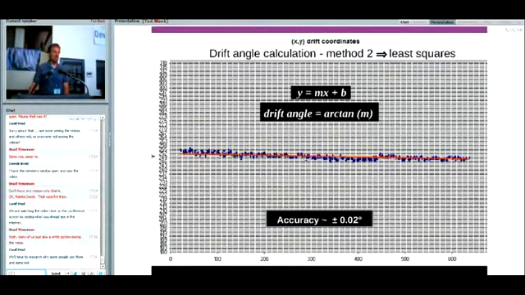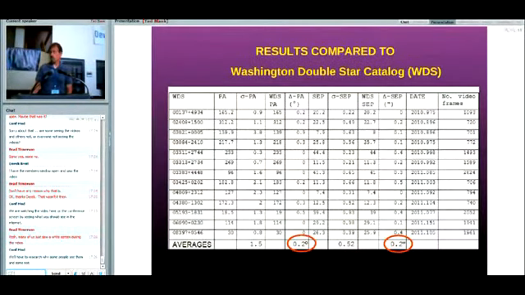Me and Ernie, we do not use this method. Instead, we use the method of least squares. Since we have the XY coordinate position of every single video frame for each star, we can use the method of least squares to get the drift angle. So we get 2 drift angles, because each star gives us a separate least squares solution, and we add them and average them by 2. Next slide, please. And the accuracy turns out to be 2 or 3 hundredths of a degree, very accurate.